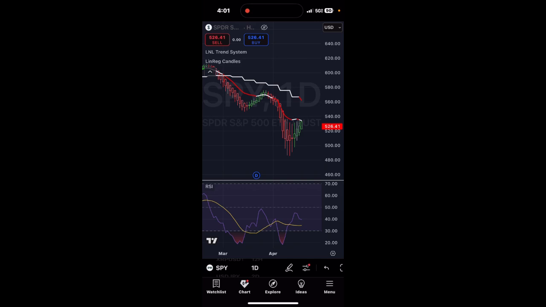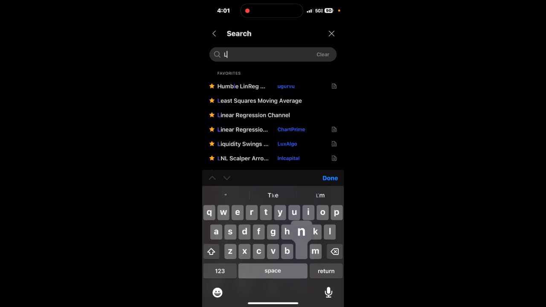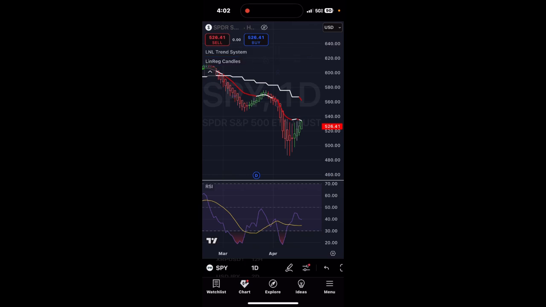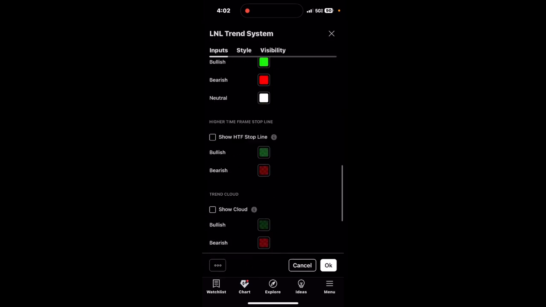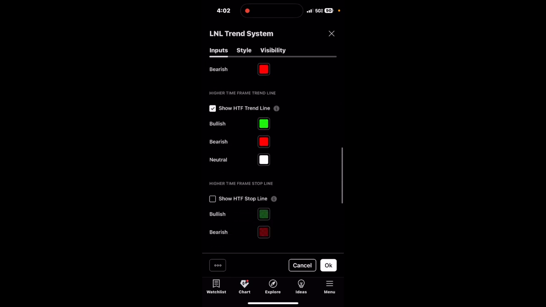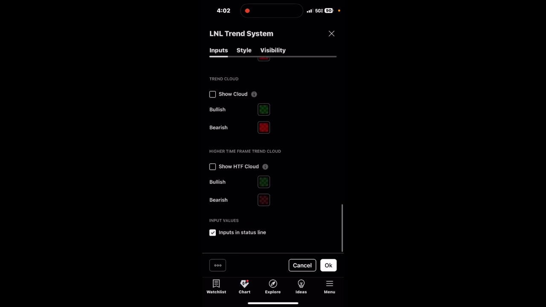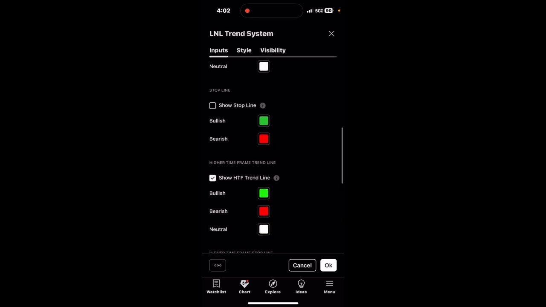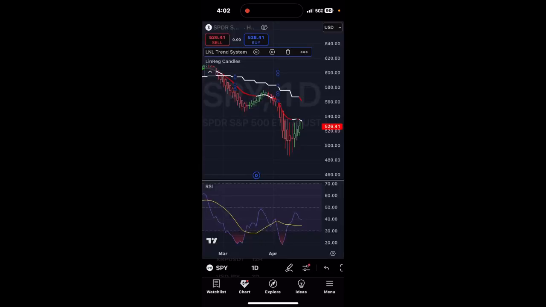Okay, so to set this up, you need to go to your indicator settings, and you want to type in LNL. You want to go to LNL Trend System. Basically all this is going to be checked. You only need show HTF trend lines, and I choose these all to be bright colors. Neutral I have to be white. All bright colors and all the opacity all the way up. And then there's two sections: show HTF trend line and show trend line. So those are the ones you need.